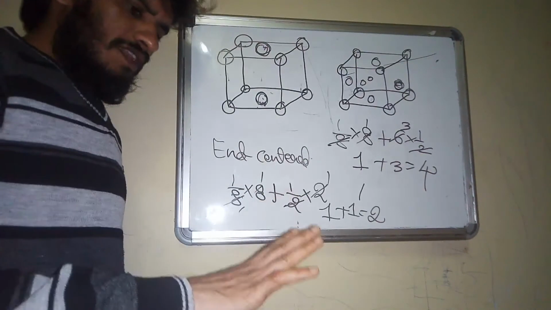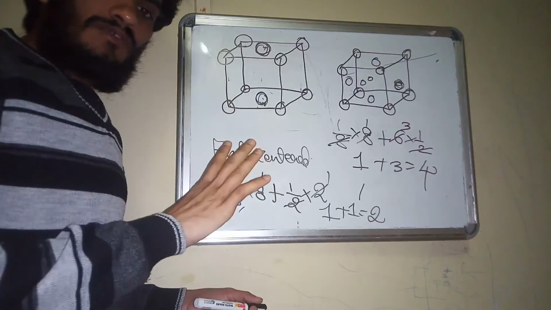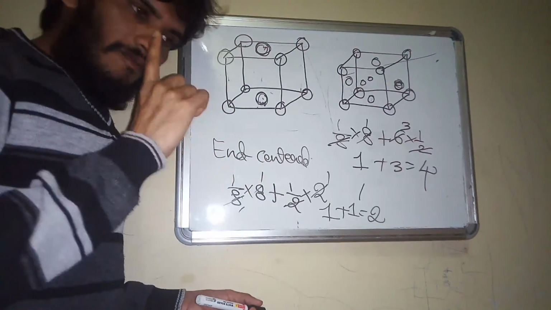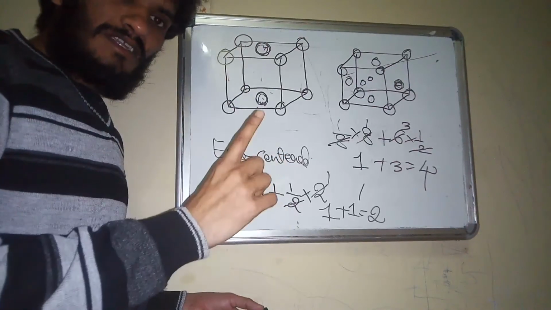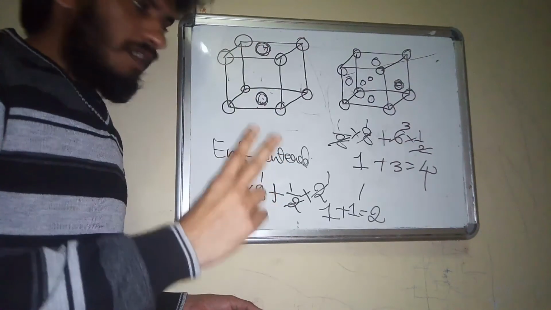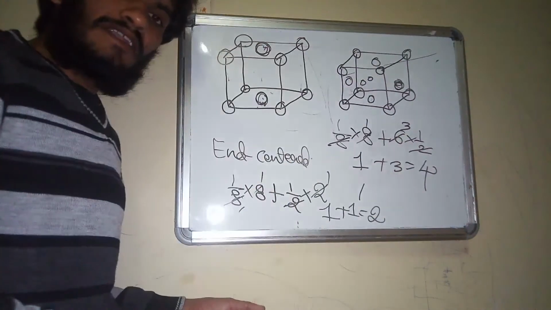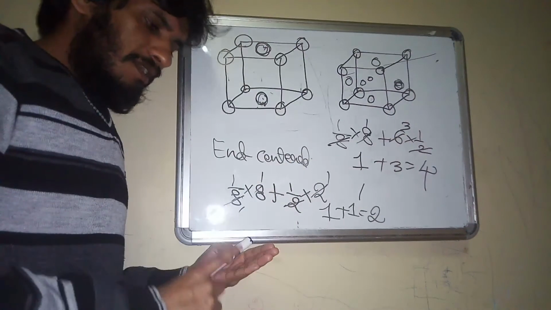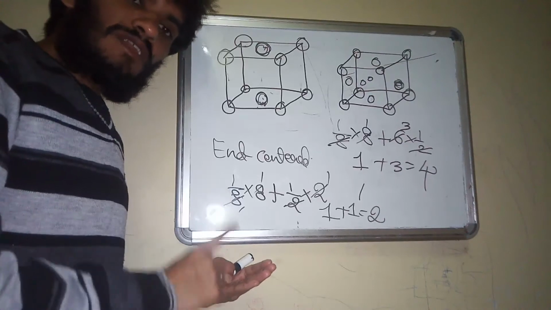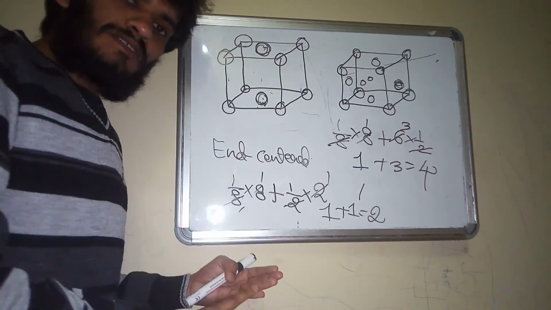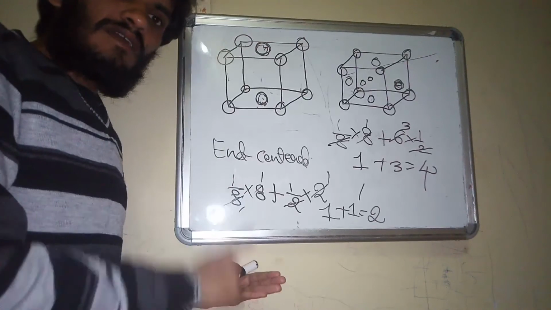Now totally, for primitive, how many? 1 atom is present. For body centered it is 2, for face centered it is 4, and for end centered it is 2. So this is the contribution of atoms per unit cell for simple or primitive, body centered, face centered, or end centered.